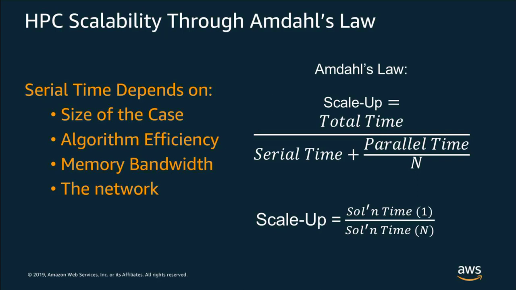Scale-up itself is defined at the bottom of the chart on the right-hand side. Scale-up is the time to run a calculation on one core divided by the time to run the same calculation on many, or n, cores. A scale-up of 100, when a case is run on 100 cores, would be perfect or ideal scaling. The scale-up falls off as a function of the serial work, or the inefficiency of the application or compute infrastructure. For example, a scale-up of 90 for a calculation run on 100 cores would be considered 90% efficient.